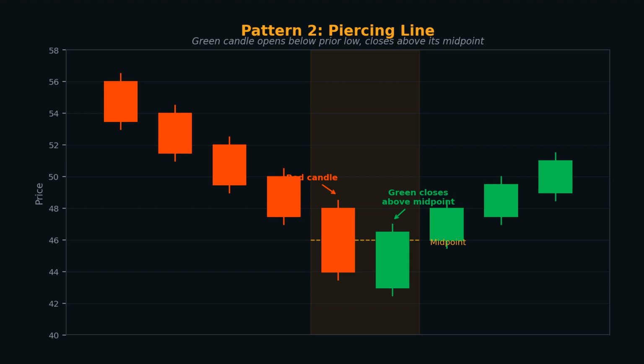Why does the midpoint matter? Because closing above it shows that buyers were strong enough to reclaim more than half of the ground the sellers gained. That's a meaningful show of force. If they only closed a quarter of the way up, that's not convincing. Past the halfway mark, that gets traders' attention. The piercing line isn't as dramatic as the bullish engulfing, so some traders look for extra confirmation. A strong green candle the following session to prove the buyers can sustain the push. But at the right location, it's a solid early signal that the downside is running out of steam.